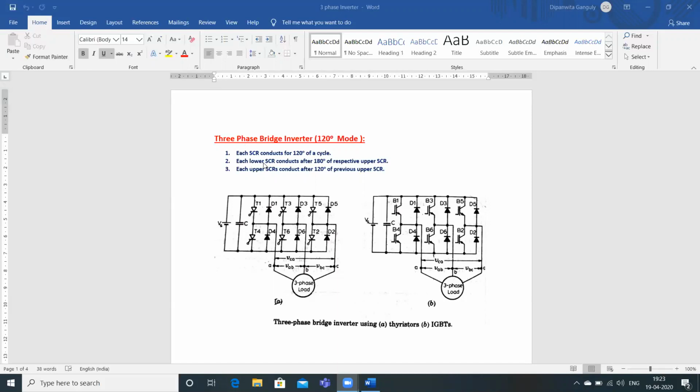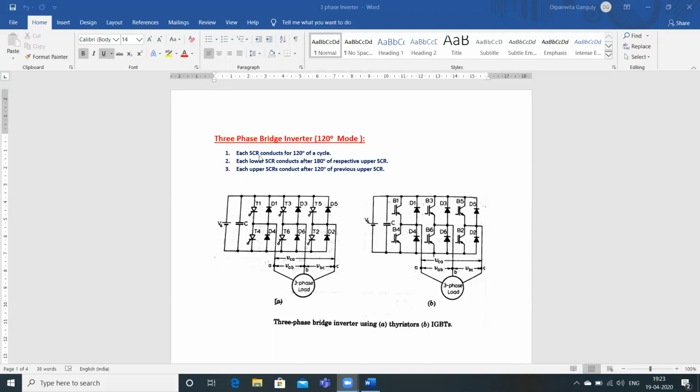And each lower SCR conducts after 180 degrees of the respective upper SCR. That means T4 will start to conduct 180 degrees after the initial of T1. T6 will start to operate 180 degrees after the starting or on position of T3. T2 will start to operate 180 degrees after the initial state of T5.